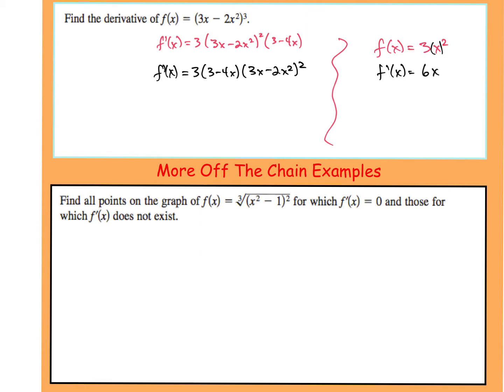All right, let's look at this next one. We're going to find all the points. What does a point need? An x and a y. All right? Of the graph of f of x is equal to the cube root of the quantity (x squared minus 1) squared, for which f prime of x is equal to 0, and f prime does not exist.